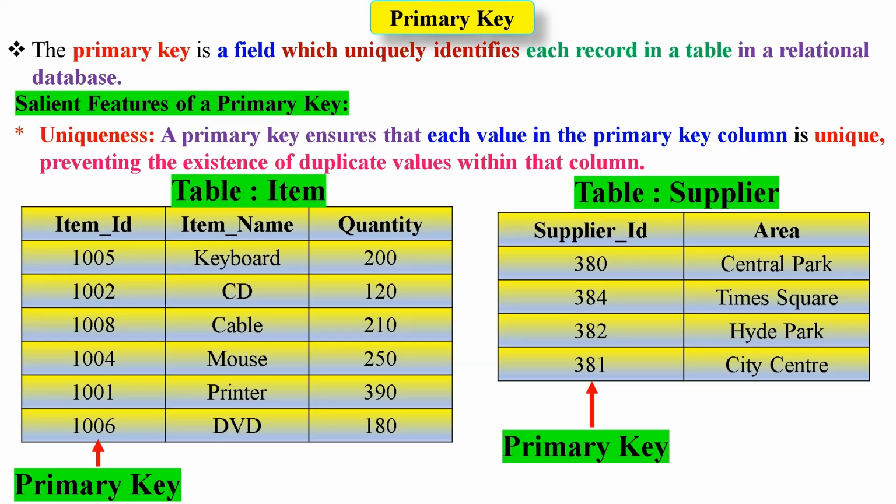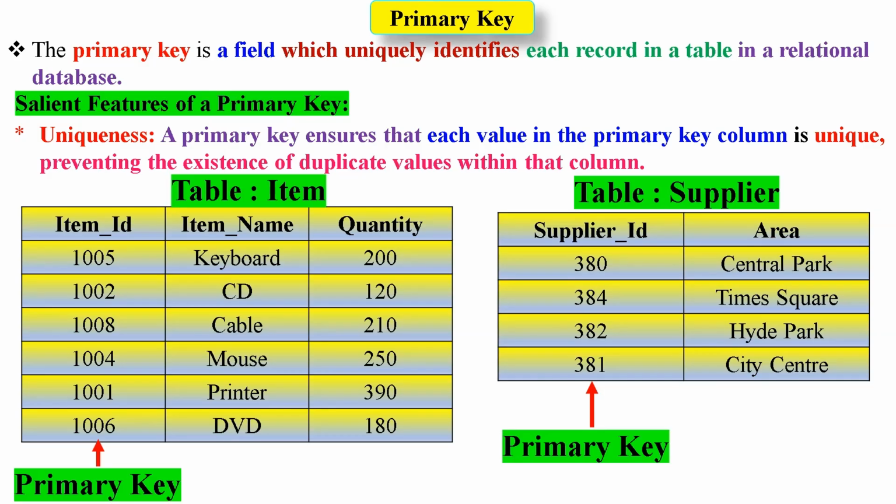The primary key. The primary key is a field which uniquely identifies each record in a table in a relational database. Let's see the salient features of a primary key. Uniqueness. A primary key ensures that each value in the primary key column is unique, preventing the existence of duplicate values within that column. Now let me explain.